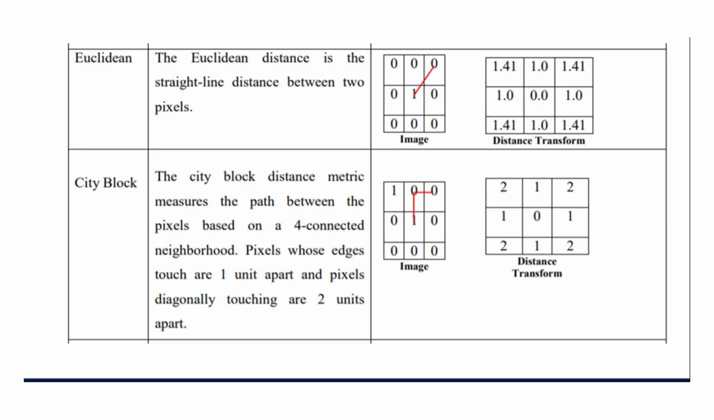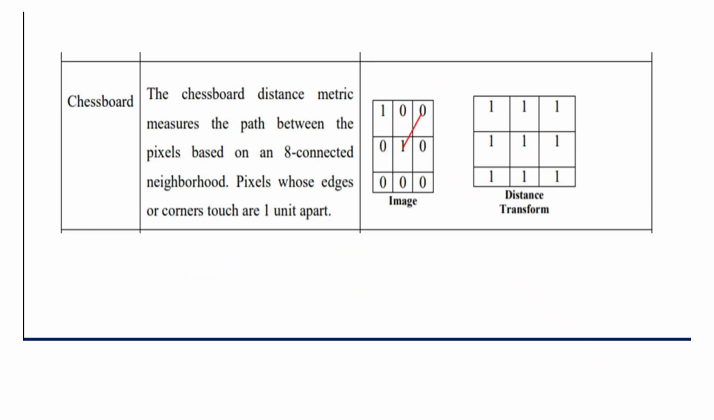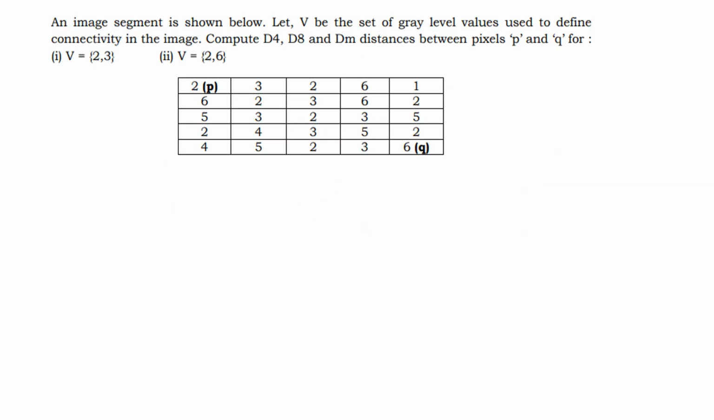Euclidean distance is the straight line distance between any two pixels. City block distance is based on the four connected neighborhood, where pixels whose edges touch are 1 unit apart and pixels diagonally touching are 2 units apart. Chessboard distance is also a metric that measures the path between pixels based upon the 8 connected neighborhood. Pixels whose edges or corners touch are 1 unit apart.